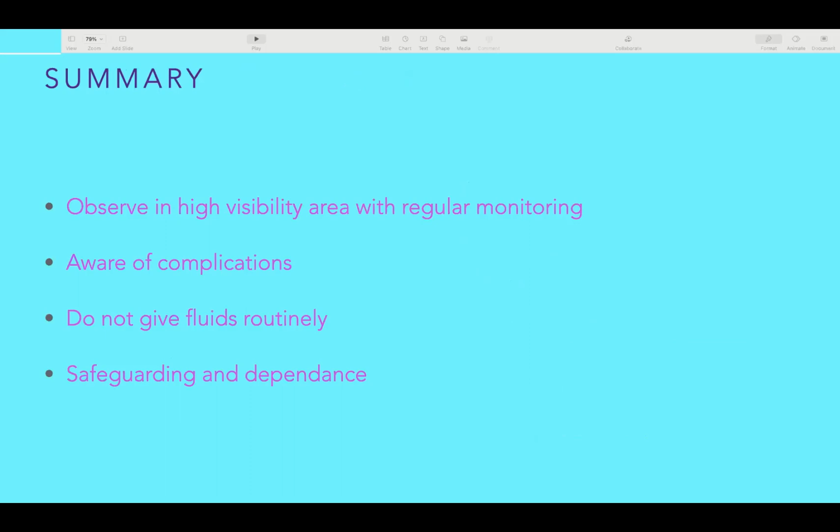So summarising all that, essentially when you see these patients, especially obtunded ones, they need to be observed in the ED, certainly in a high visibility area with regular monitoring. Don't get pulled into the nurses saying, oh, it's just another drunk so-and-so, and leave them around the corner, because that's where you might run into complications. Be aware of the complications: respiratory depression, hypothermia, hypoglycemia. Don't give these patients fluids routinely, and just remember about safeguarding issues, and if there are signs of dependence, then either offer inpatient withdrawal therapy or referral to CAMS and alcohol services.